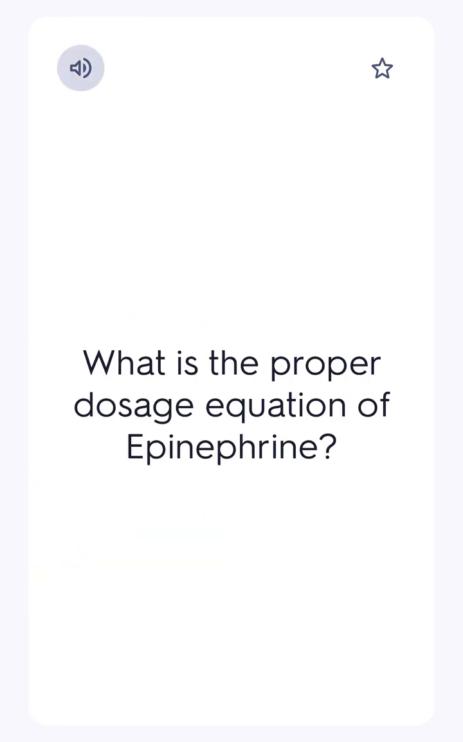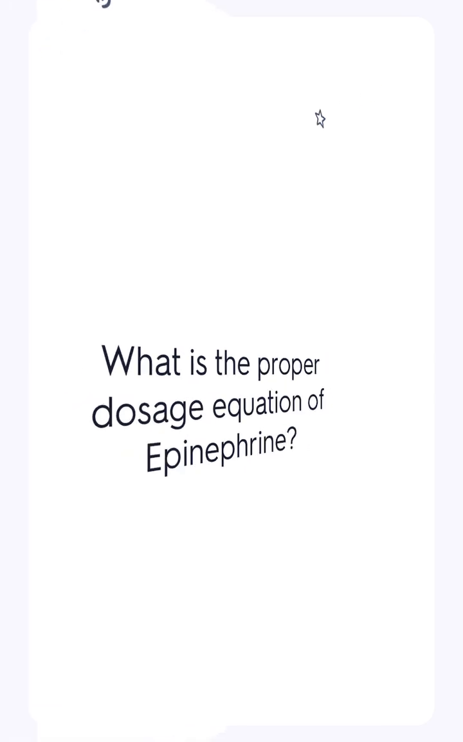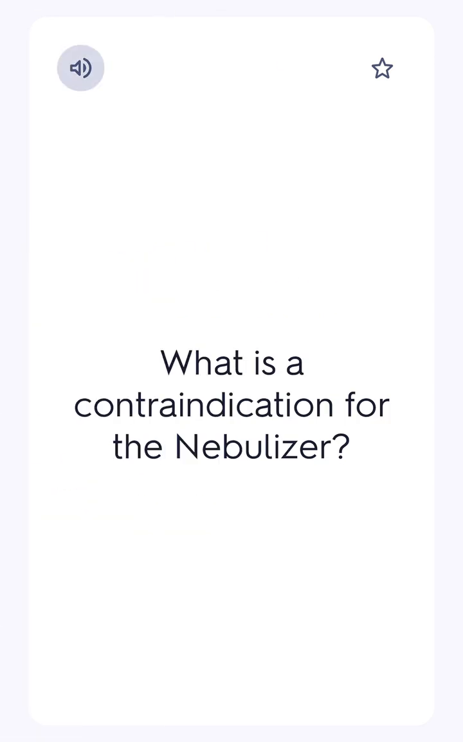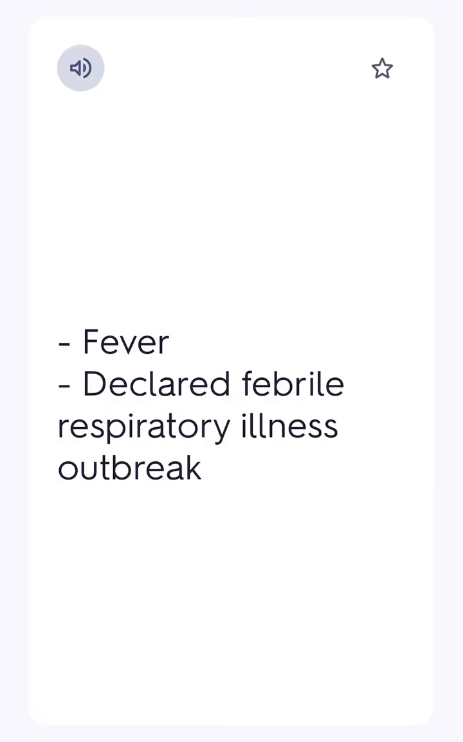What is the proper dosage equation of epinephrine? Intramuscular, concentration 1 mg per milliliter equals 1,000; dose, 0.01 mg per kilogram; max number of doses, 1 for bronchoconstriction, 2 for anaphylaxis. What is a contraindication for the nebulizer? Fever, declared febrile respiratory illness outbreak.